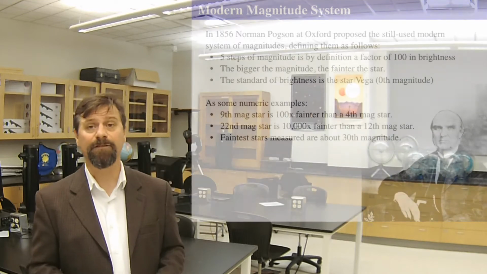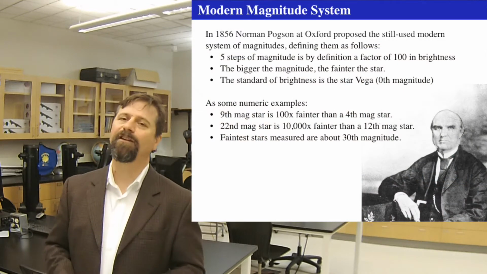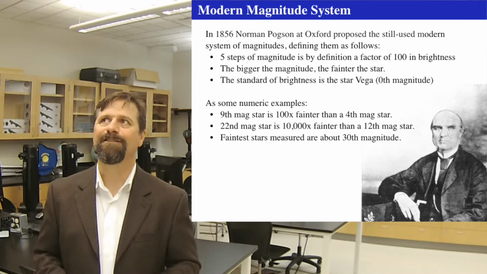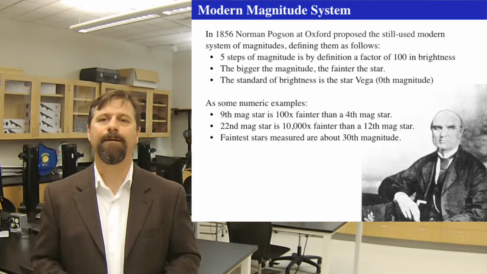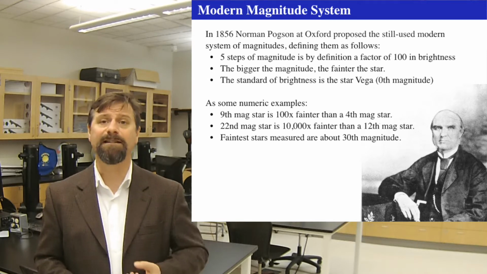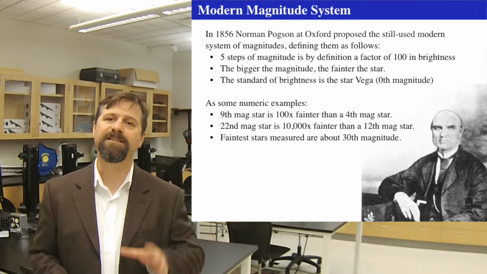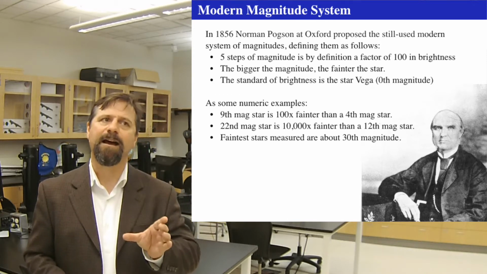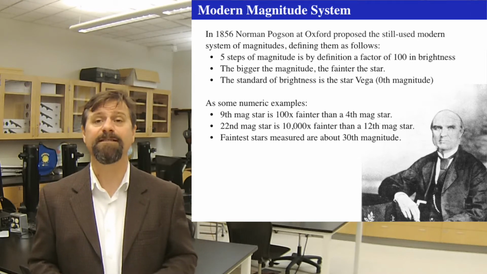Now, the modern magnitude system was developed in 1856 by Norman Pogson at Oxford, who went to India, I believe he was from India originally, and he developed what we call the modern system of magnitudes. And he codified this ancient idea of Hipparchus into a separate set of definitions. He said, well, every 5 magnitudes is a factor of 100 in brightness.